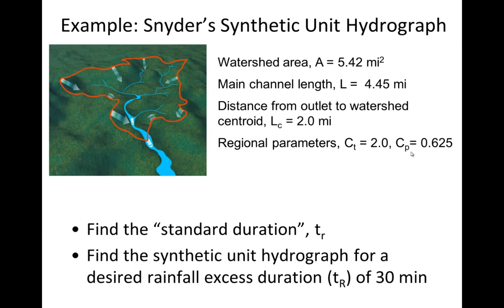And so the two things that we're going to find in this example are the standard duration, which is a starting point for using the Snyder method, and then we're going to use that standard duration and the rest of the process to find out what the hydrograph would look like for a rainfall excess duration of 30 minutes. In other words, we're going to want to generate a hydrograph that says if there's 1 inch of rainfall excess, this will be the hydrograph that comes out.